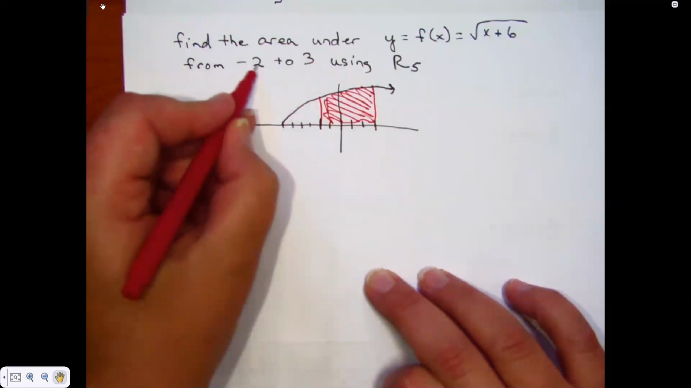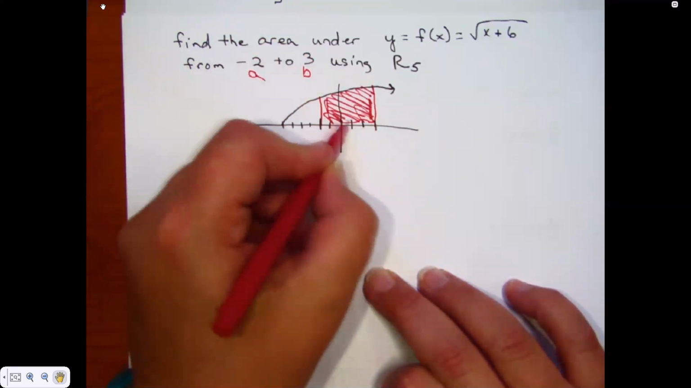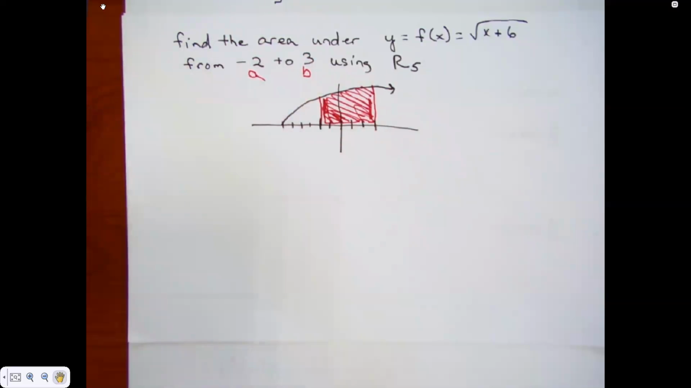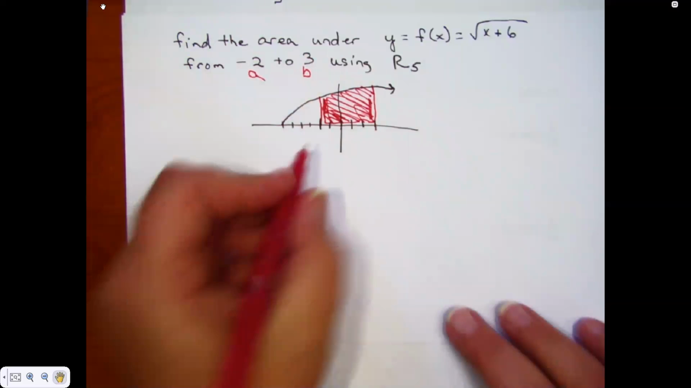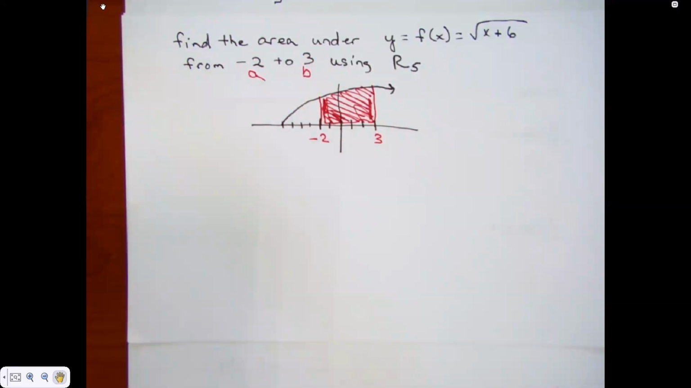This is our start, this is our stop, this is our A, this is our B. So that's the area that we want to approximate, from -2 to +3. Now, eventually, starting even tomorrow, we're going to be able to come up with the exact answer, but that's not always the case. So it is good to learn Riemann sums because finding the exact area can be tricky.